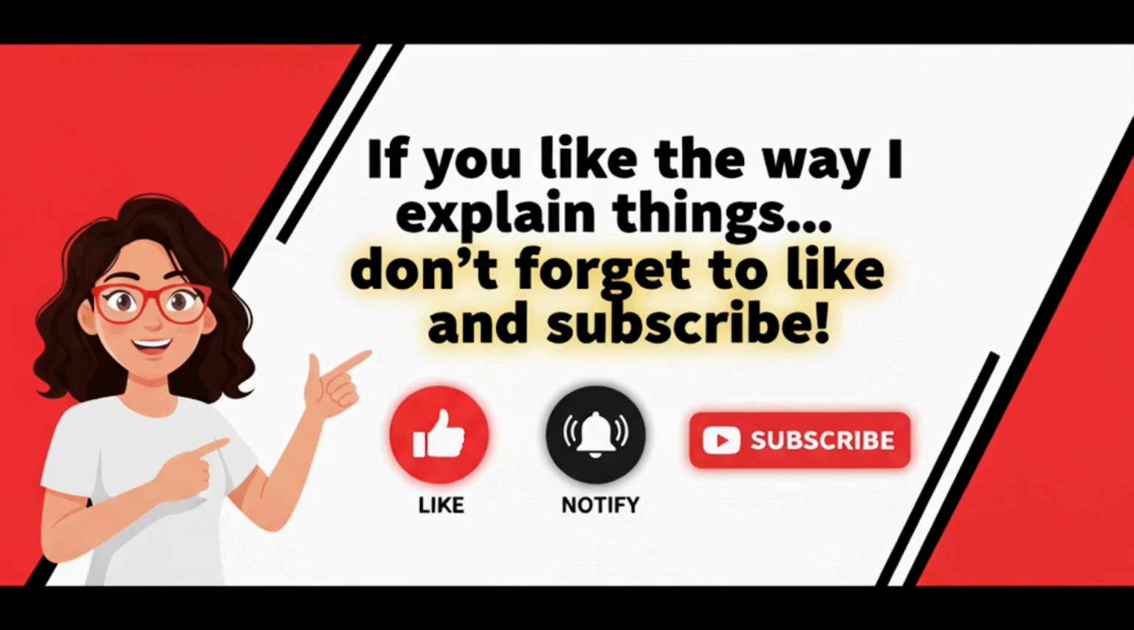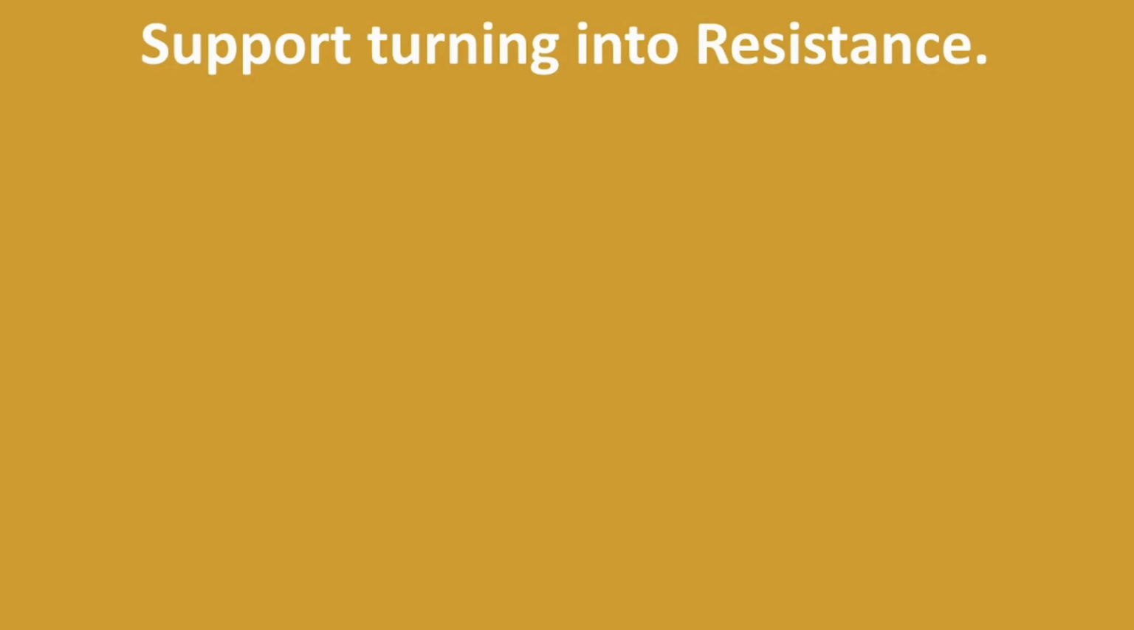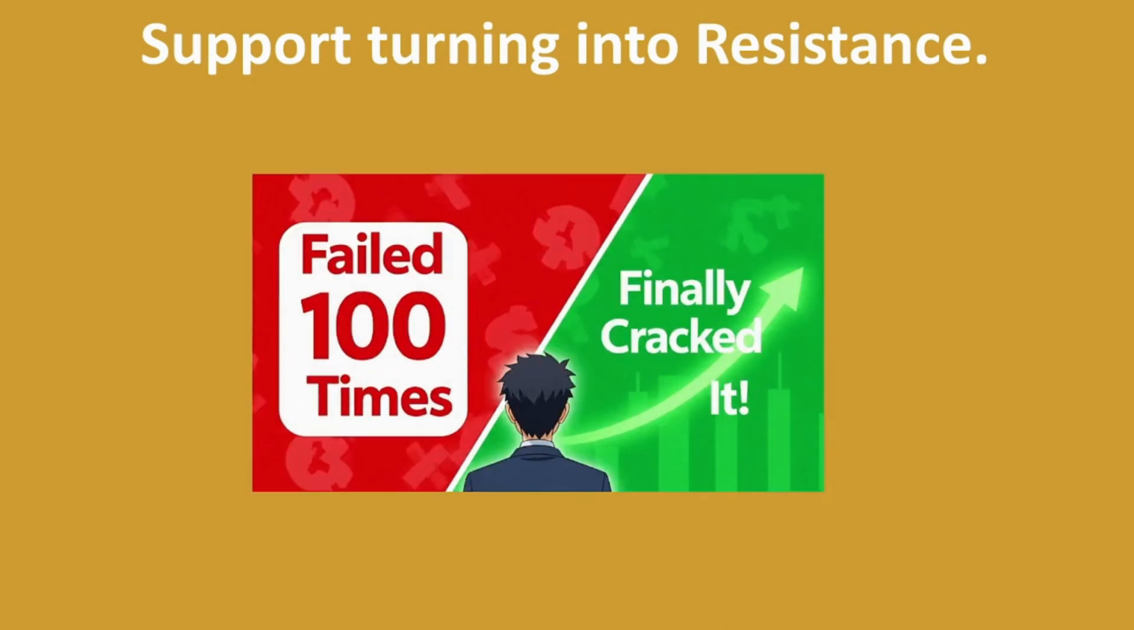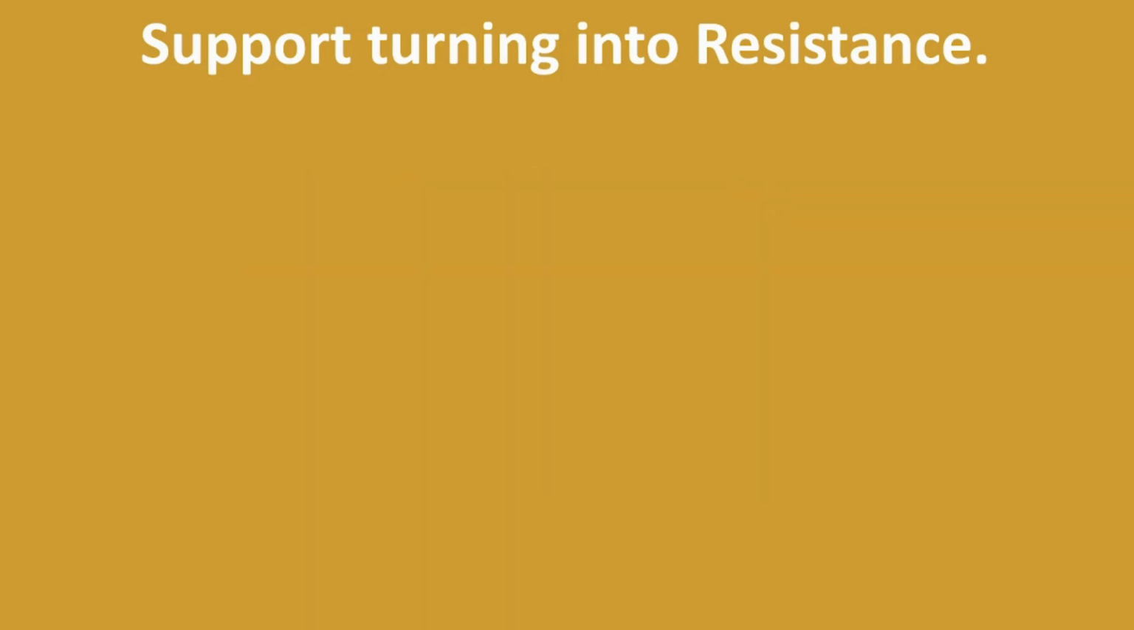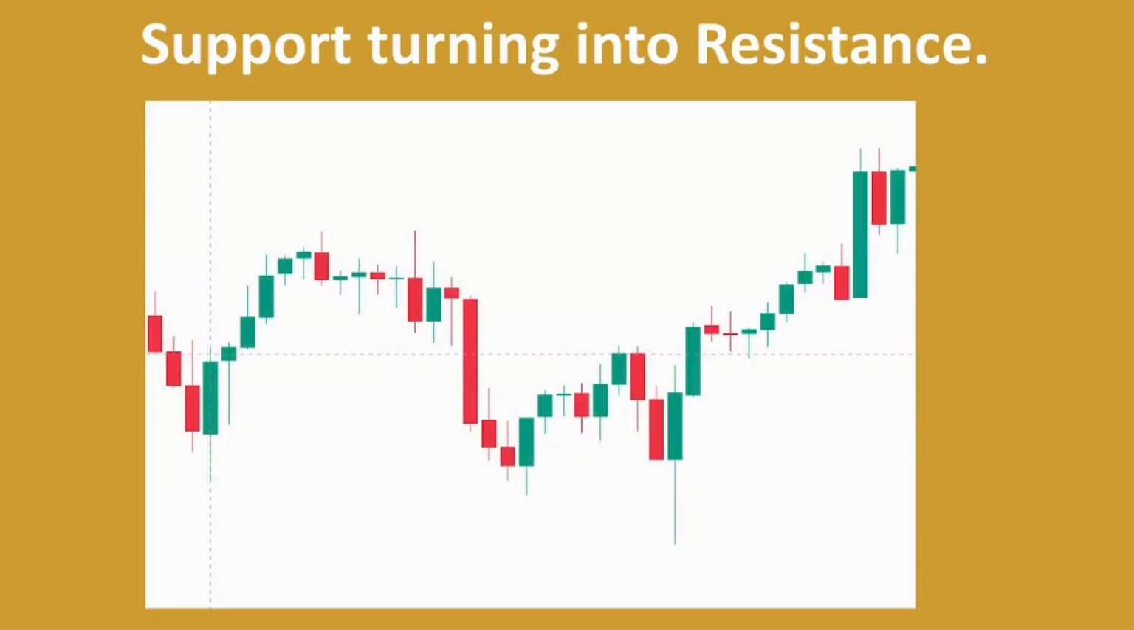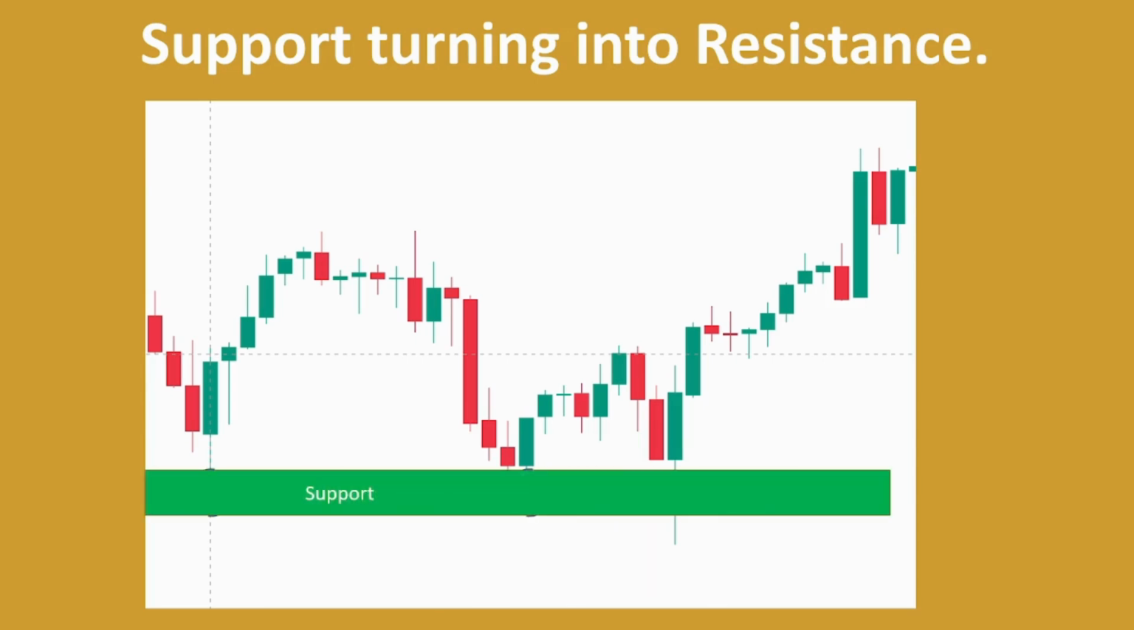So, let's dive into the first topic. Support turning into resistance. In the previous video, we discussed how to draw a support zone. Let me quickly recap it for you. To draw a support zone, you need at least 2 points of interest. Using these 2 points as reference, you can mark the zone.